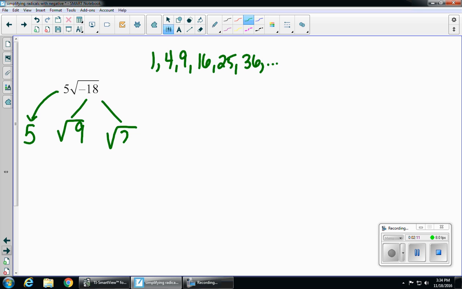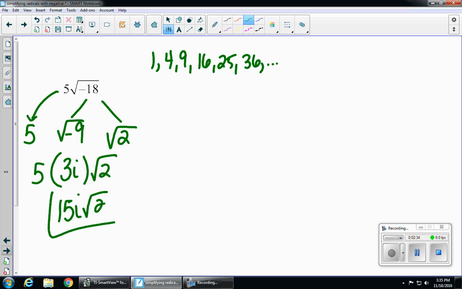So I'm going to use 9 and 2. And because it was a -18, I'm going to make that 9 a negative. We know that the square root of -9 is 3i. I'm going to keep that radical 2, and I'm also going to bring down that 5. So my last step is just 5 times 3i, which gives me 15i radical 2.